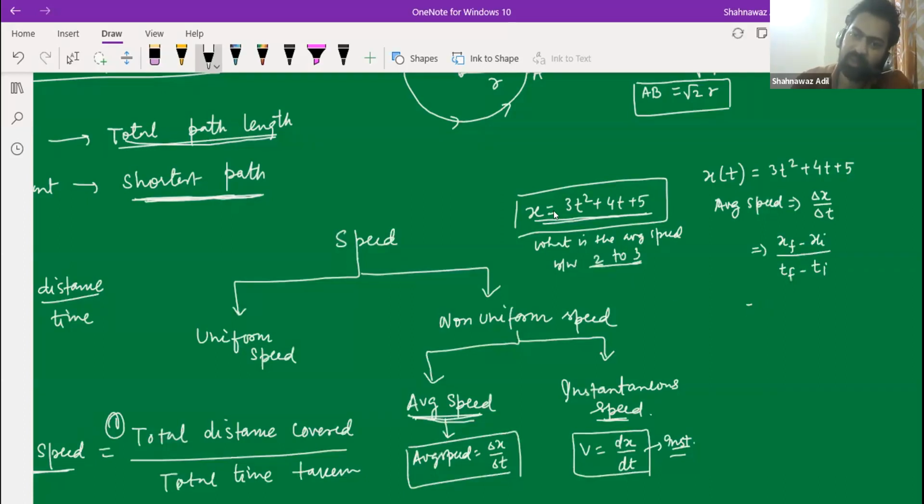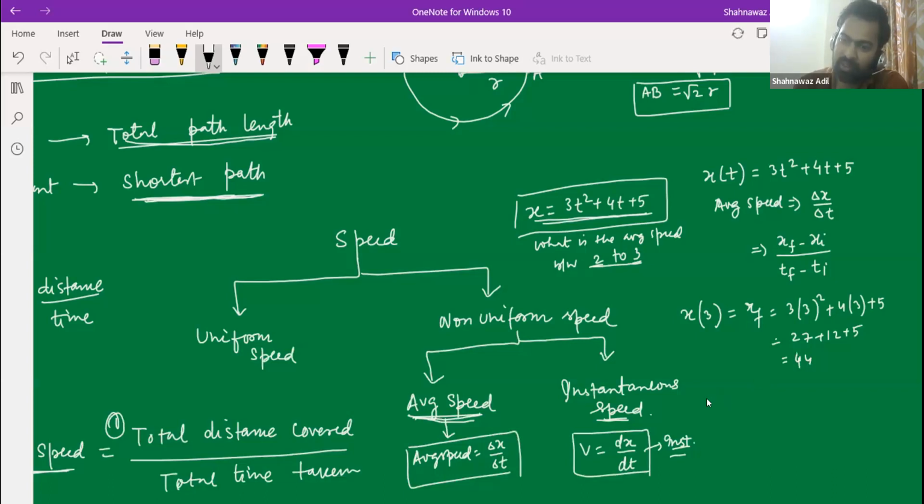So x final would be x at 3 seconds, right? This is x final. So how much is this thing? This is 3 into 3 square plus 4 into 3 plus 5. So this is 27, 12 plus 5. So how much is this thing? 17 and 27, so 44.